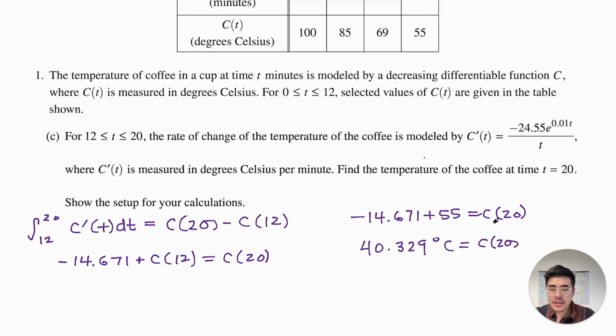Part C, they want you to calculate the temperature of the coffee at t equal to 20. So you'd probably get a point for calculating the correct integral value, and then you'd get another point for including your starting value. Depending on the test, you may or may not get another point for the final correct answer too.